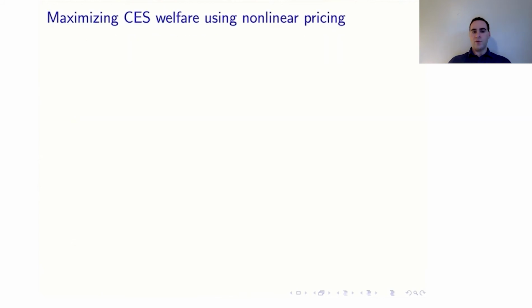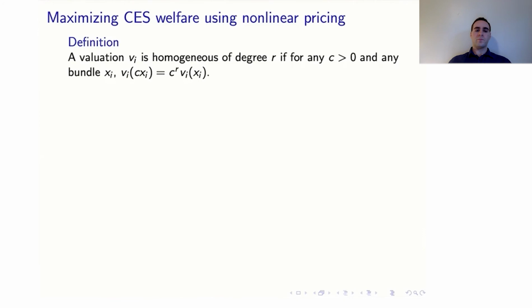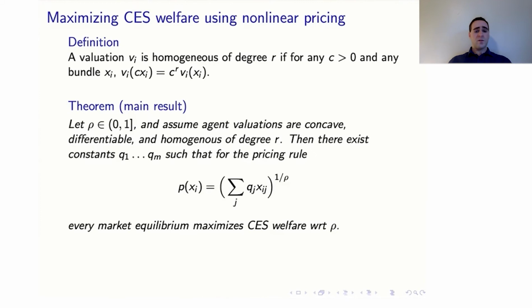Okay, so this takes us to our main result, maximizing CES welfare using convex pricing. And to state it, we just need one definition, which is that a valuation is homogeneous of degree r if scaling up the bundle by some constant c scales up the valuation by c to the r. So this is our main result. Let's assume rho is between 0 and 1. And we're going to assume valuations are concave, differentiable, and homogeneous of degree r. Those are our assumptions.